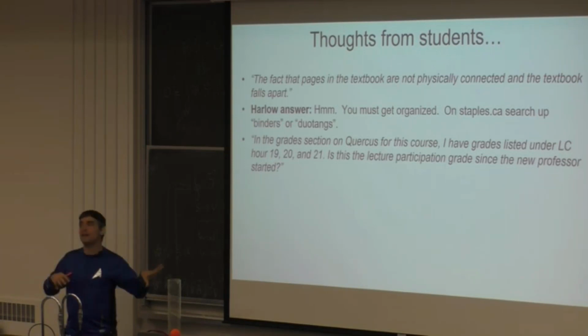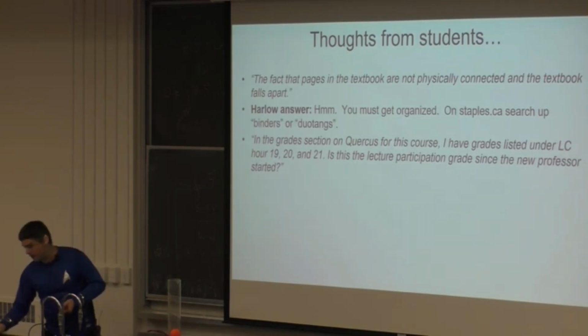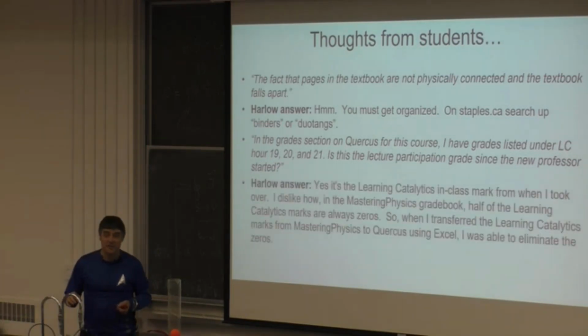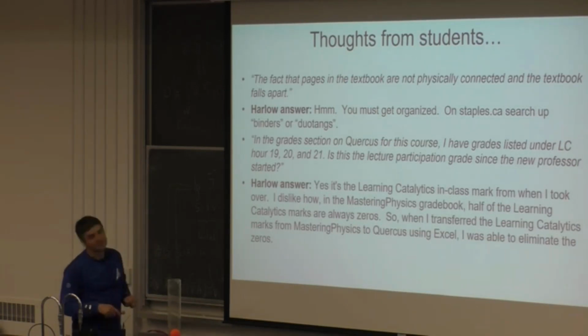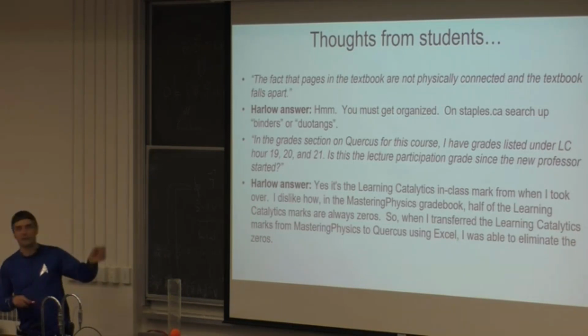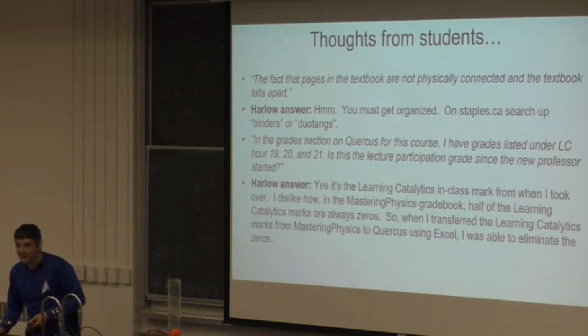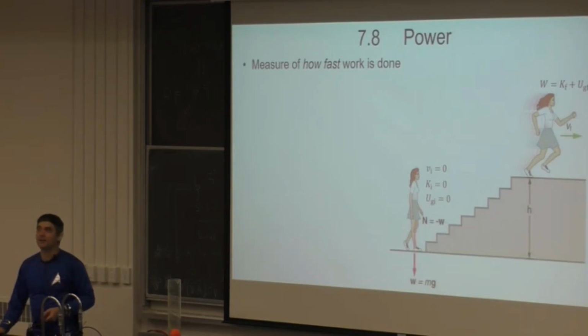You can find this information over on the Mastering Physics gradebook, but the problem with that, which I don't like, is that half of your marks are 0 over there because of this weird software glitch. So I just fixed it with Excel and put it on Quarkus. So anyway, that's what that's all about. You don't have to worry about it. I'm going to go on.